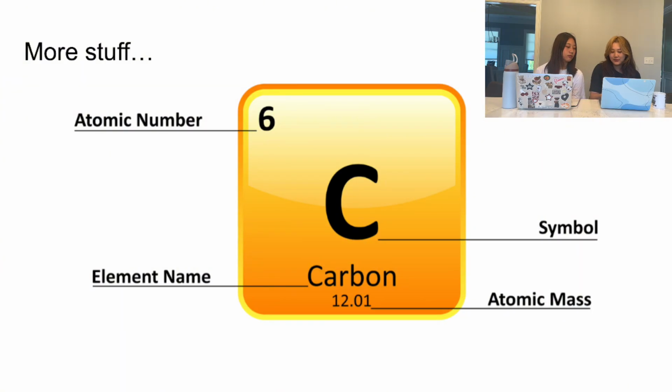So, for example, if we have carbon-12 versus carbon-14, carbon-12 weighs less than carbon-14, right? So it's closer to the atomic mass number of 12 instead of 14. Yeah, that's just some fun things that you'll learn.